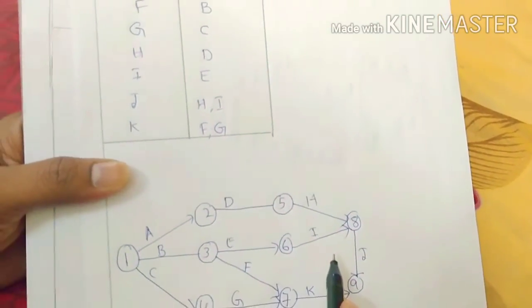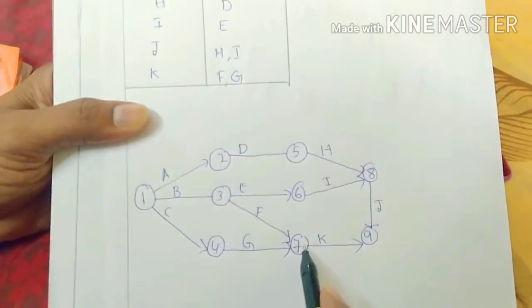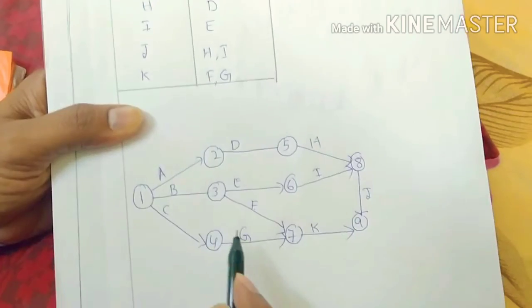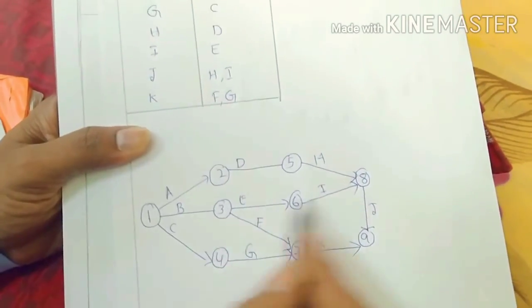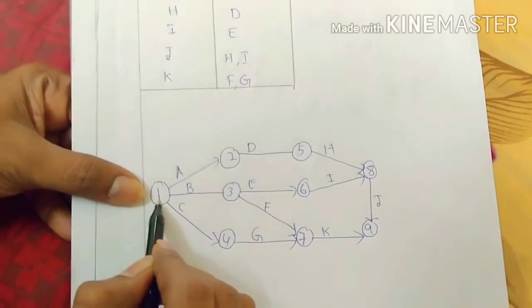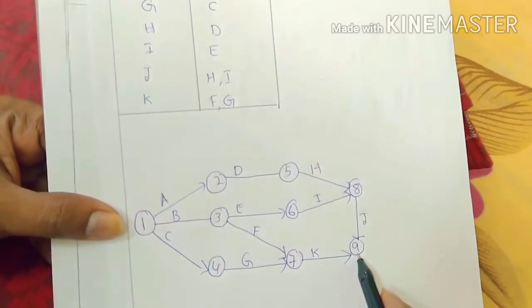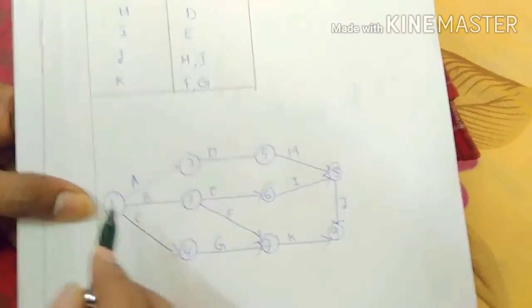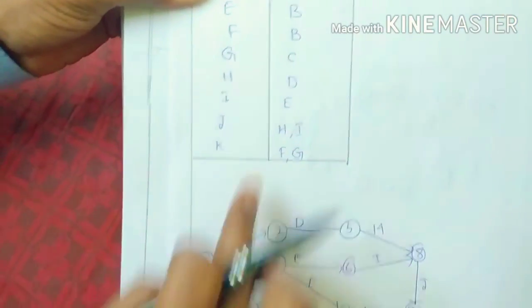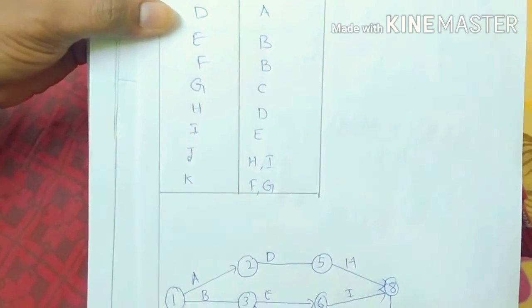Next one, finally K should be there. K before F and G should be there. That's why we will construct K. So you can see here there is one common starting point and one ending point. So we need to cross check it. ABC is there, before them nothing is there, no activity is there.